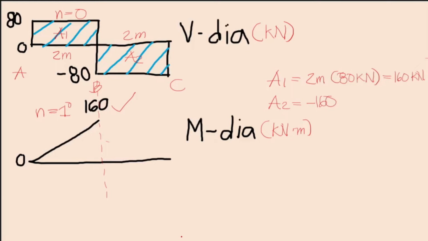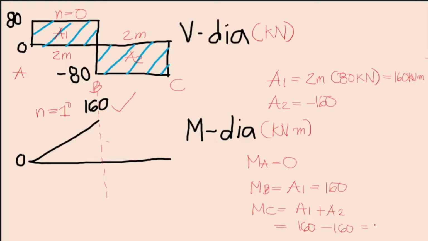And so if we are to write our solutions, we have MA equal to 0 kasi nandyan yan sa leftmost part or the left end. And then yung MB natin will be area 1, which is 160. Now again, this is kNm. Nakalimutan ko. And so, we have 160. And then to get MC, we have A1 plus A2. And so that will be 160 and then minus 160. And so that will be 0.